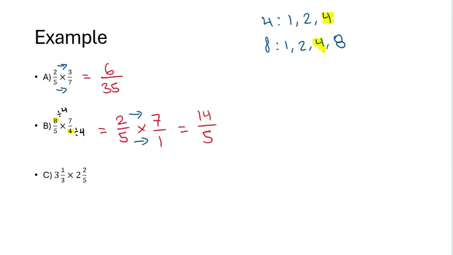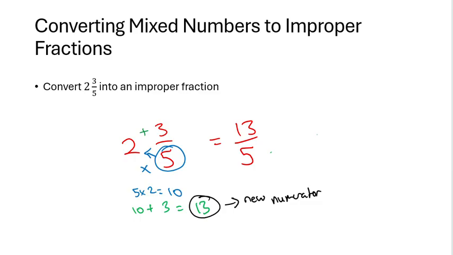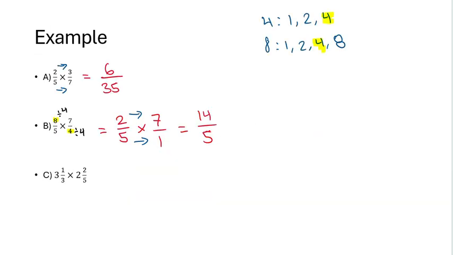This last question is the same thing as before when you're converting mixed numbers, but it's combined together here. So I now have 3 and 1/3. So 3 times 3 is 9. 9 plus 1 is 10. It becomes 10 over 3 times, over here, we have 5 times 2 is 10. 10 plus 2 is 12. Just like so.